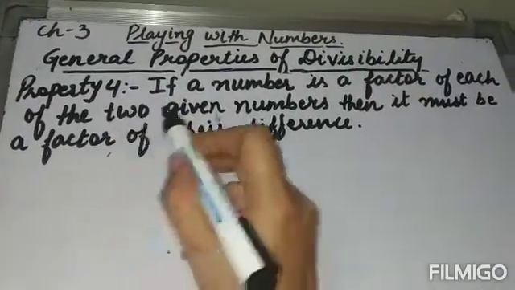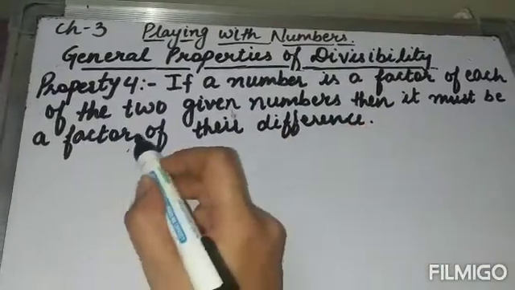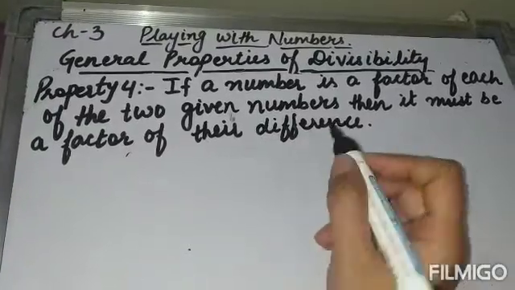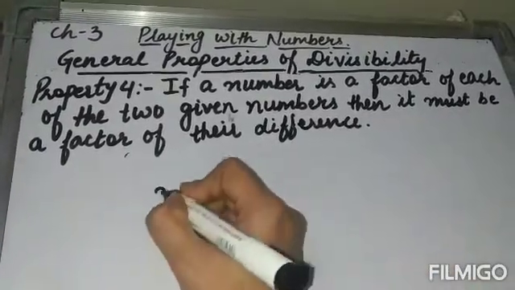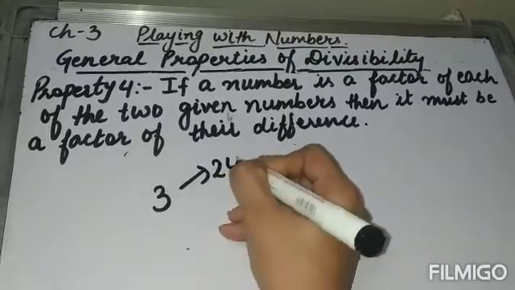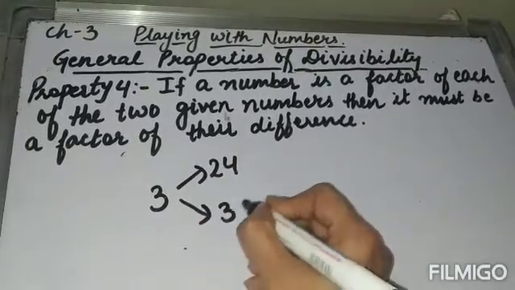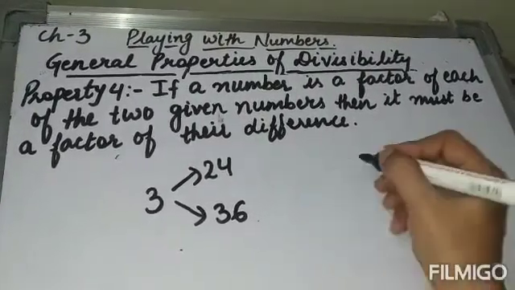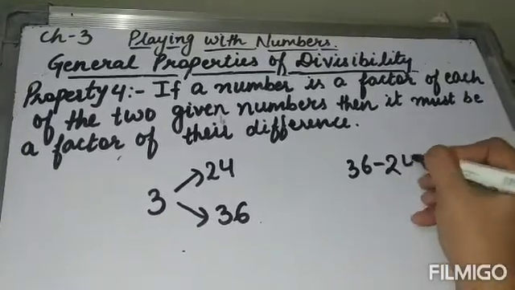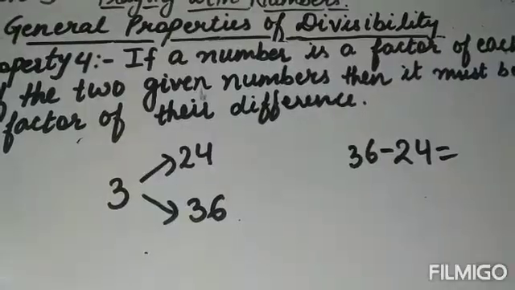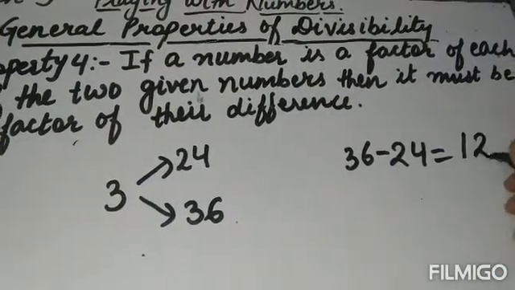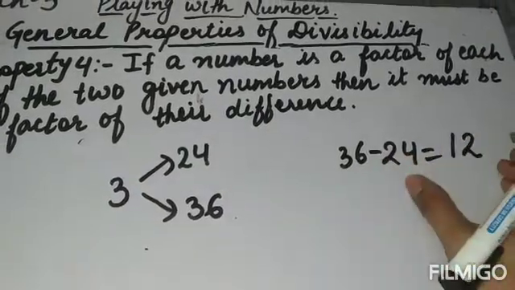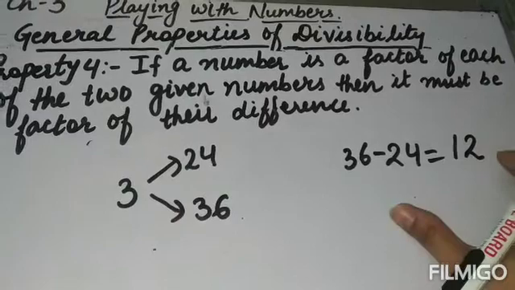Fourth property is if a number is a factor of each of the two given numbers, then it must be a factor of their difference also. I explain you with an example. 3 is a factor of 24 and 3 is a factor of 36 also. 3 is a factor of both 24 and 36, and if I subtract 36 and 24, then I'll get 12. 36 minus 24 is 12, and clearly 3 divides 12 exactly. Okay, 3 divides 12 exactly.